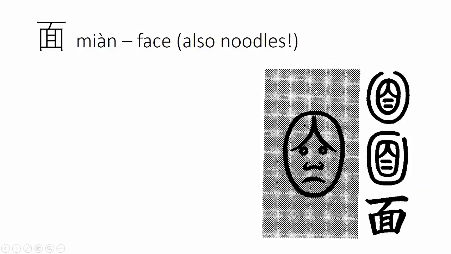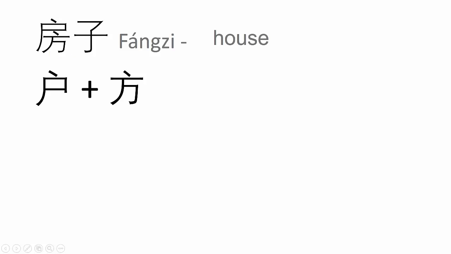The second part of 外面, outside, the 面, is the face radical because we're saying your outer face. It's also the radical for noodles. And here is how that character developed. 里面, inside, has the field radical and the dirt radical, maybe because there's dirt in the field. 房子, house, combines the household radical, hu, with the square or plow radical, 房.